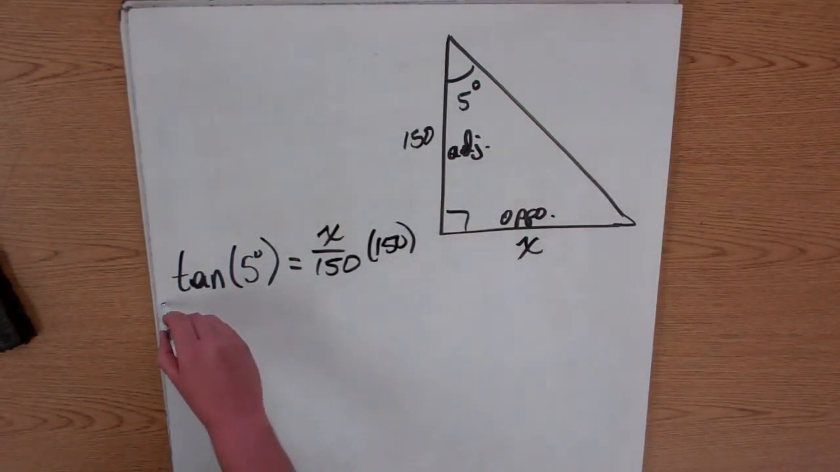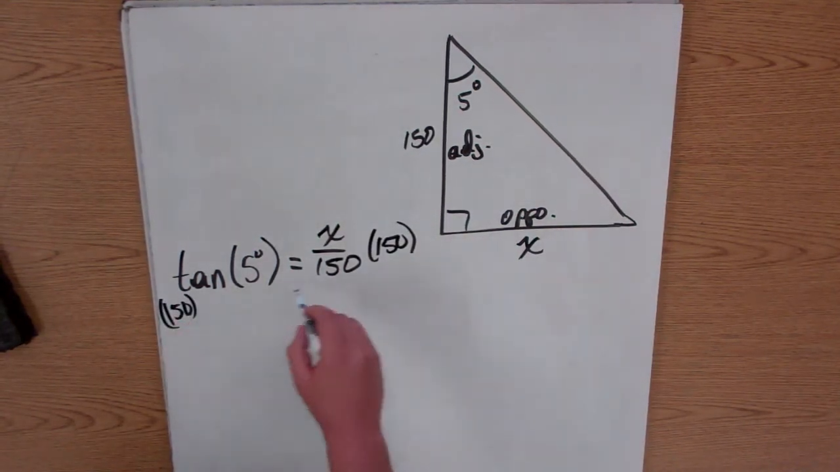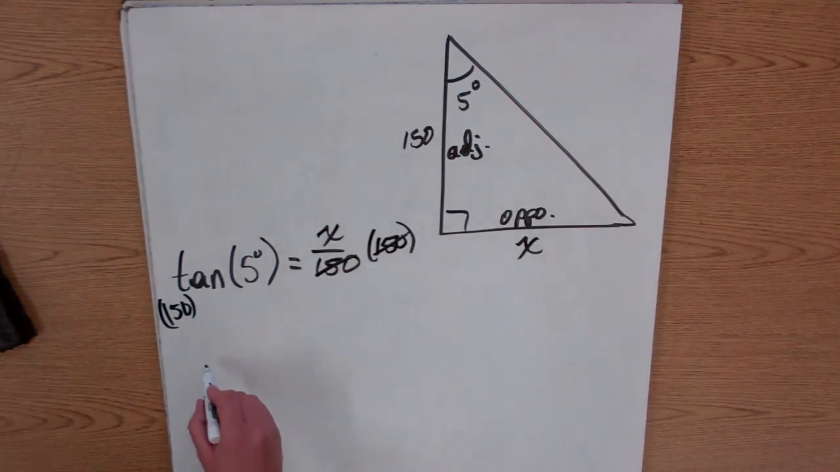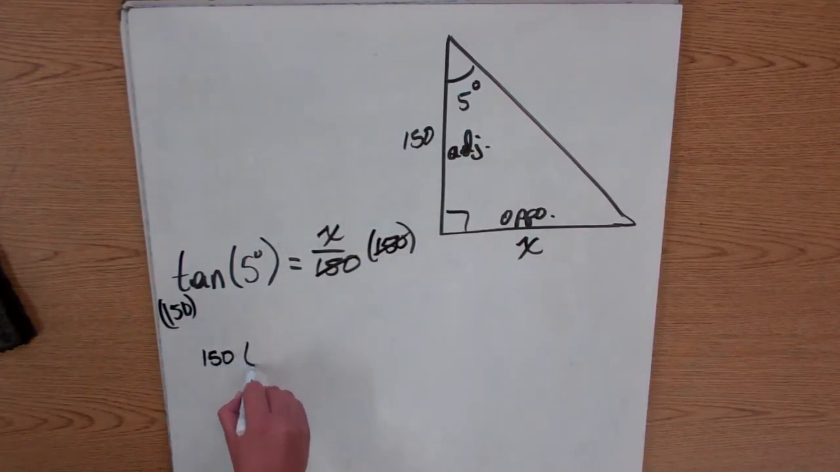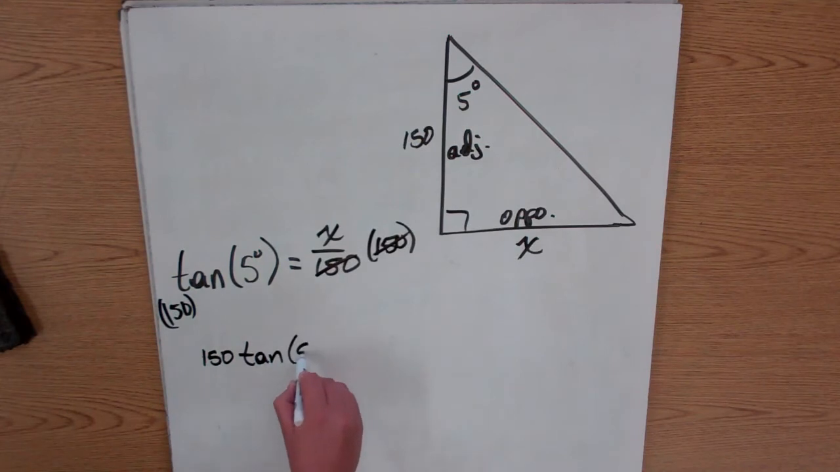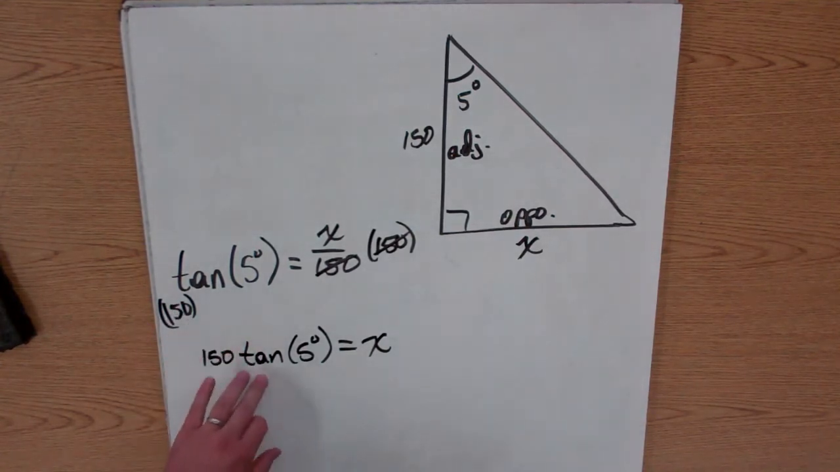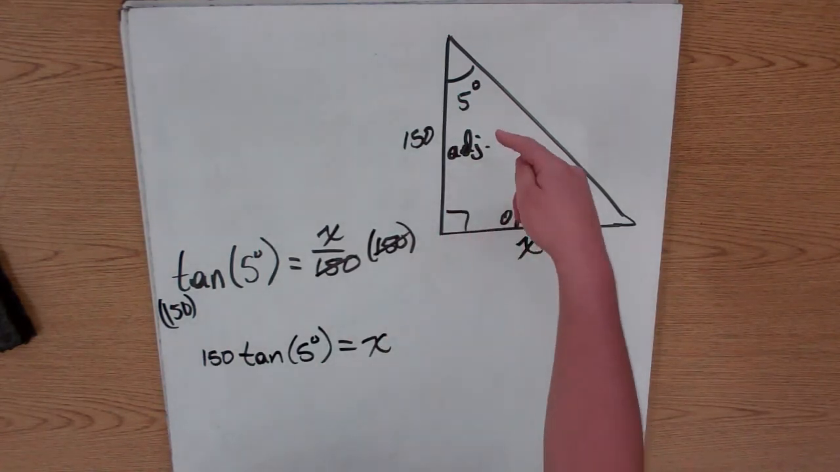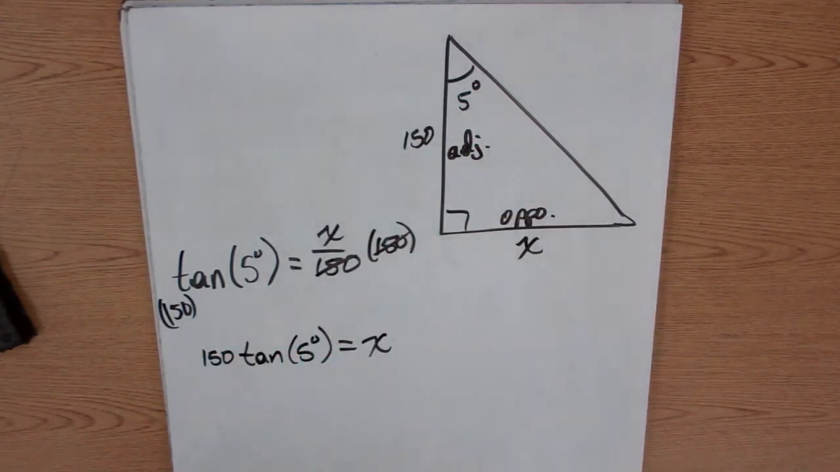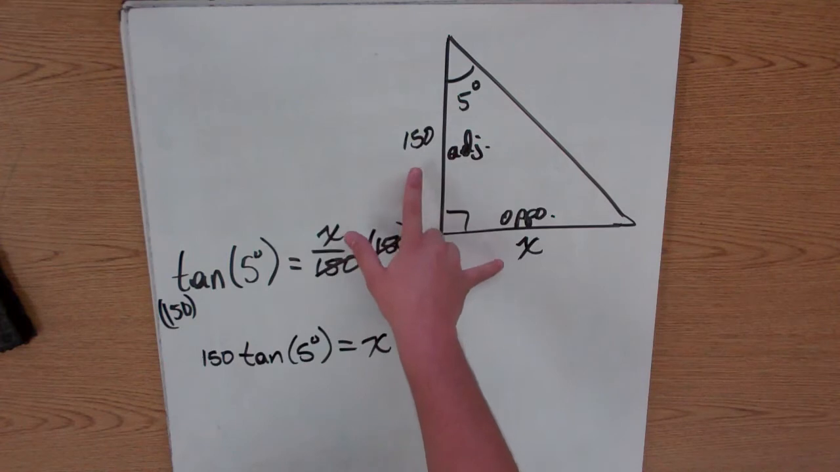So we're going to multiply both sides by 150. That cancels that out. So 150 times the tangent of 5 degrees is going to give us x. Now this works for any trig function: sine, cosine, or tangent. The first thing you do is figure out which trig function you're going to use by figuring out what sides you have.